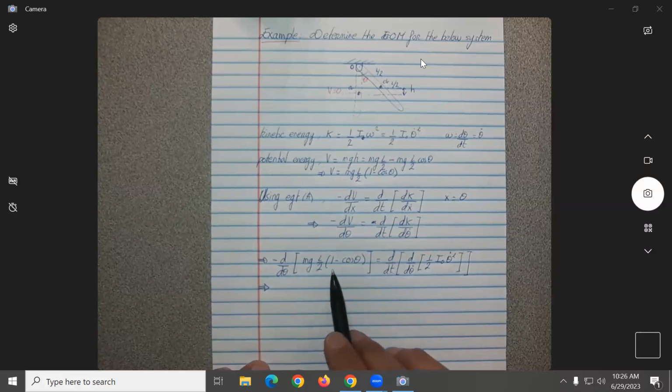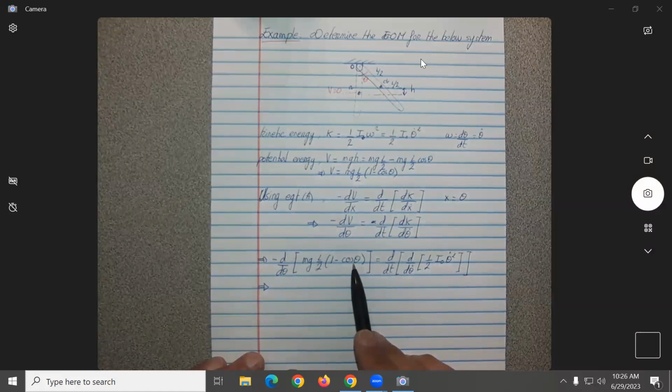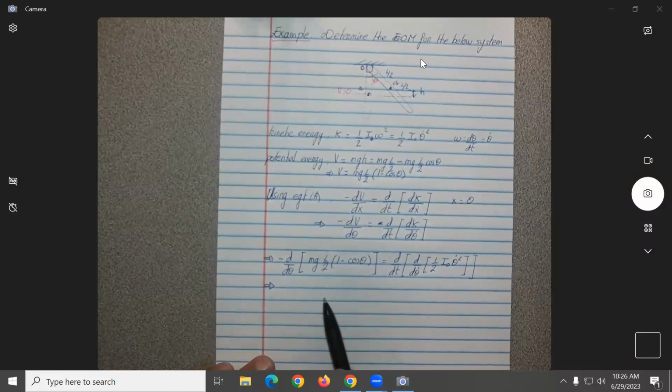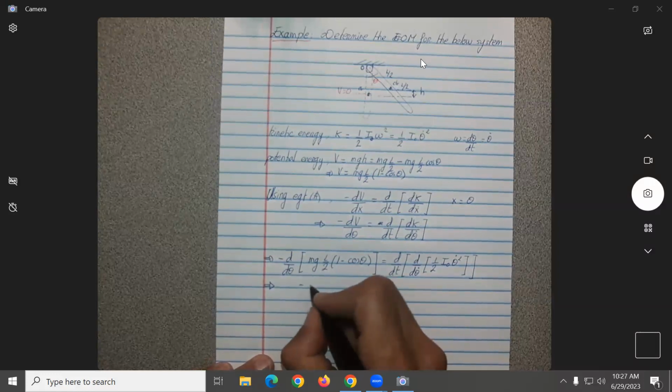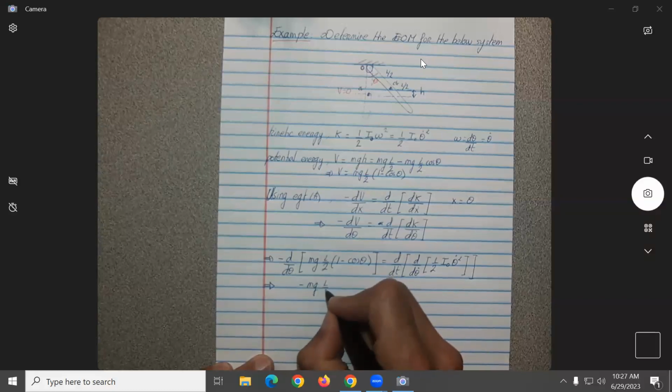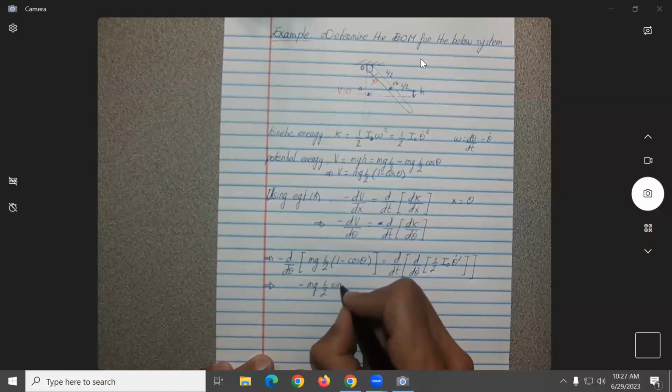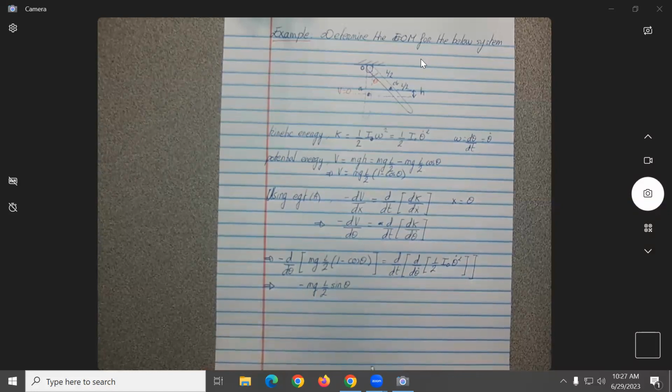Okay, so what are you going to get over here? So the first term, the derivative of 1 with respect to theta will be 0, no? This is the only one that's going to take the derivative, no? What is the derivative of cosine? Negative sign, so you still have a negative value, so we have minus mg L over 2 sine theta, no?